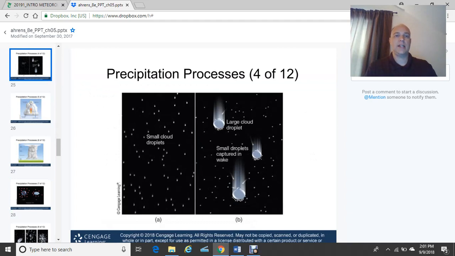Now, here is an example of the collision coalescence process, showing you smaller cloud droplets on the left, and then you have larger cloud droplets begin falling within the cloud, basically heading towards the ground, and these larger cloud droplets eventually overtake those tiny smaller droplets, and they basically take in all the small droplets and continue to grow larger. So that's the collision coalescence part.